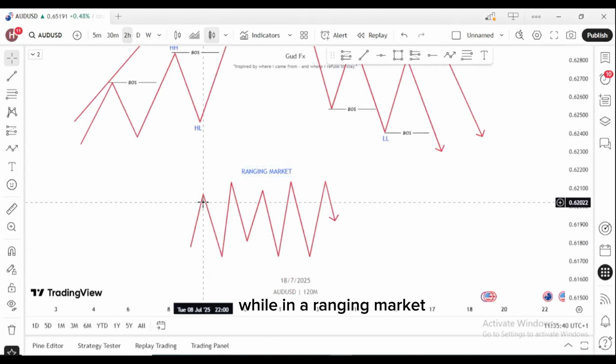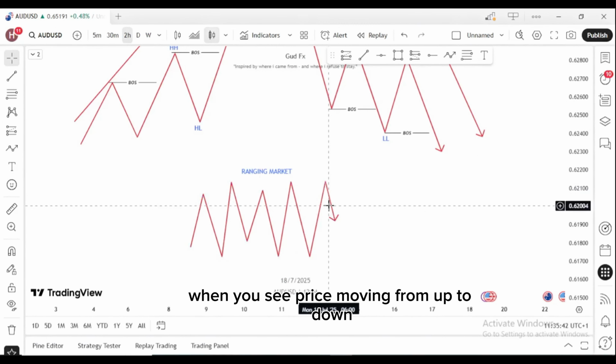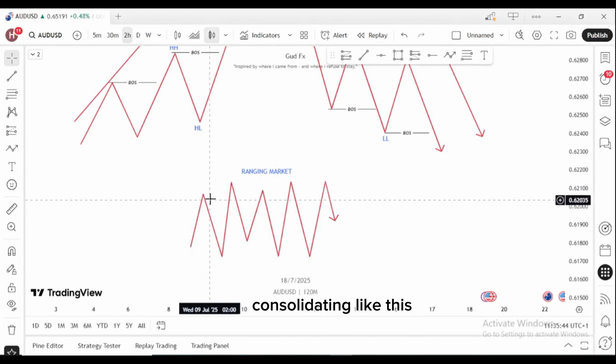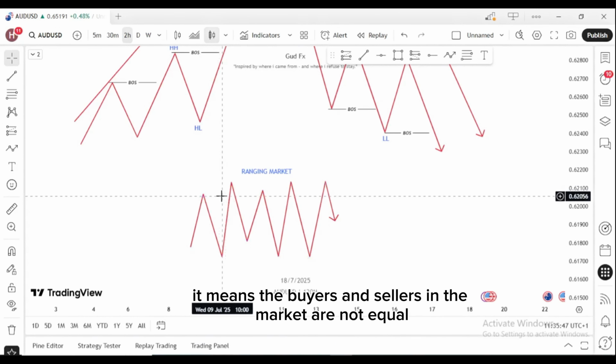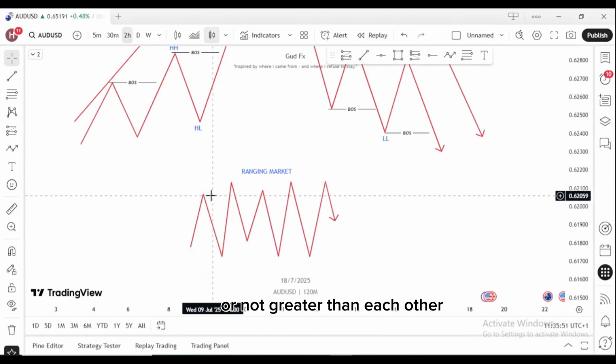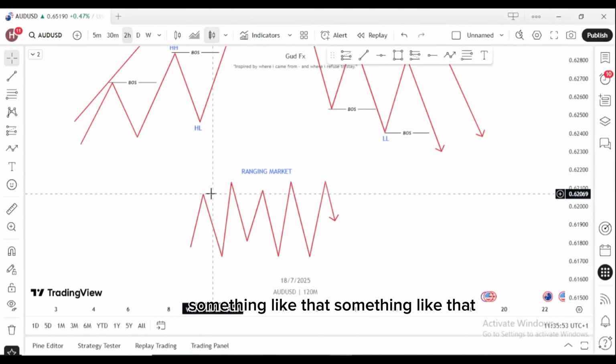While in a ranging market, when you see price moving from up to down, consolidating like this, it means the buyers and sellers in the market are not equal or not greater than each other. Something like that.